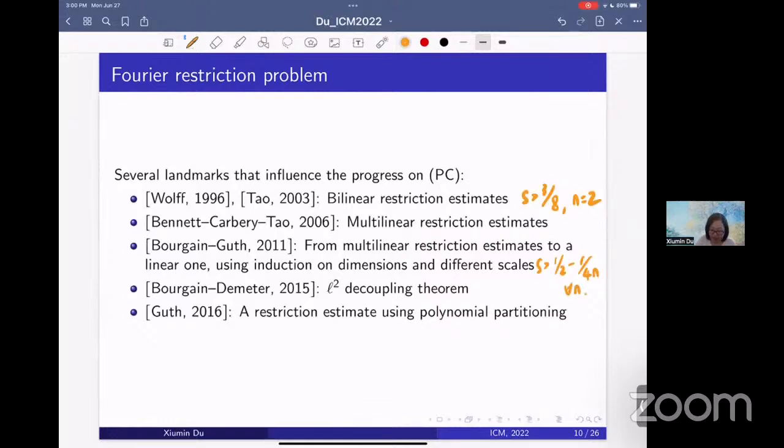After that, there were two breakthroughs related to the Fourier restriction problem. One is the proof of the L2 decoupling theorem by Bourgain and Demeter. Another is the introduction of the polynomial partitioning method to the Fourier restriction problem by Guth. These two works are essential in our final resolution of the pointwise convergence problem.